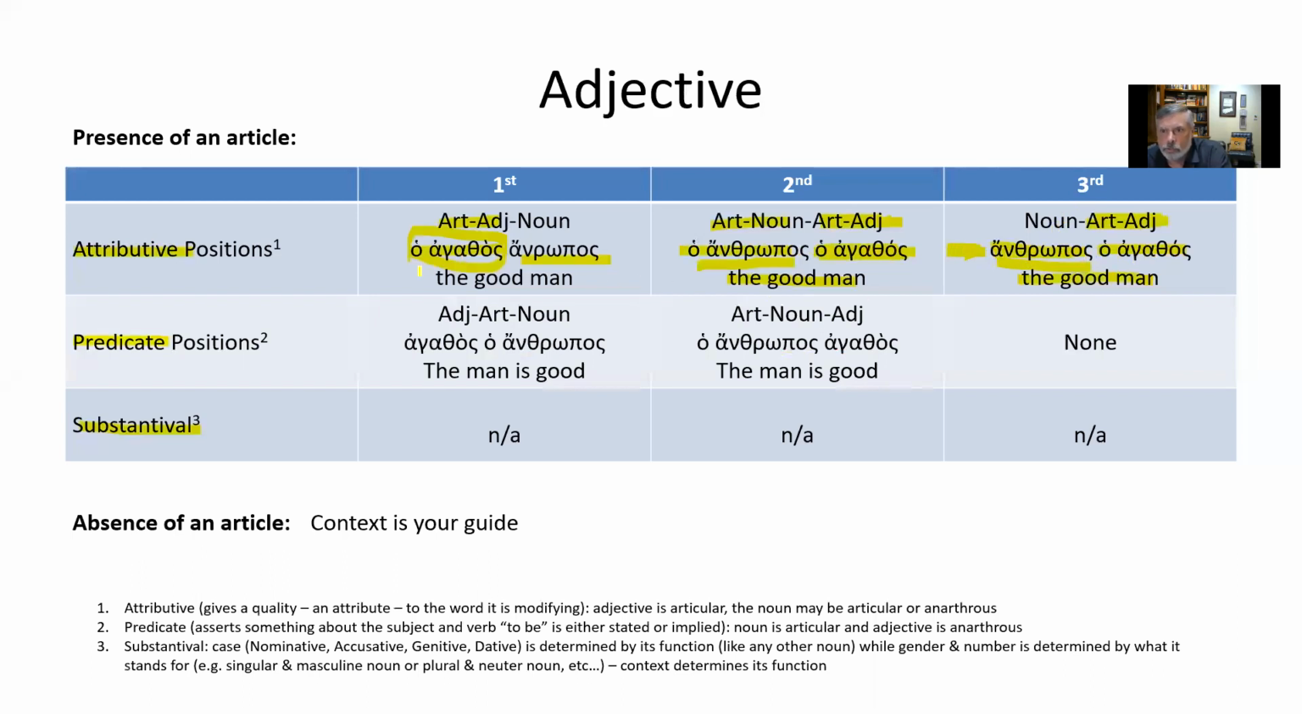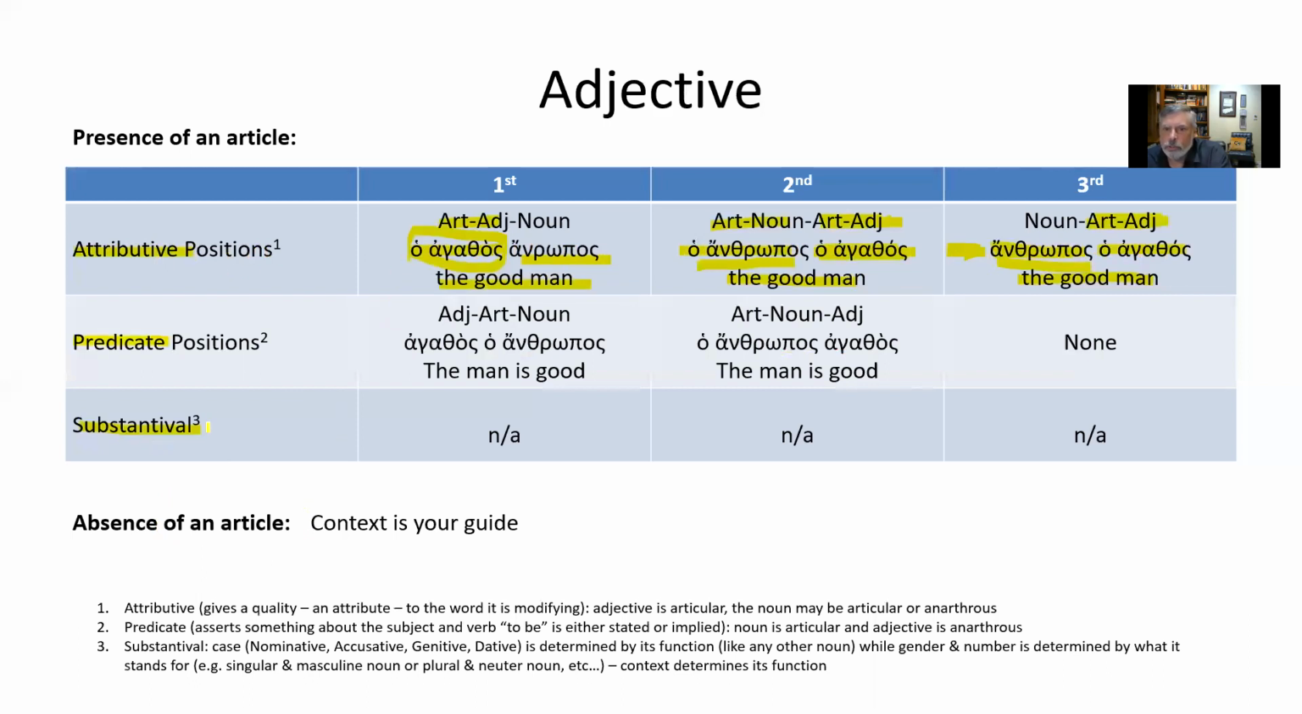How do I know that it's an attributive position? Because number one, there's a noun to modify. Number two, there's an article associated with the adjective. When there's an article present, it's called articular. It has an article with it. So attributive positions, first, second, and third, the meanings are the same. The difference is the position of the adjective with the article. Here it's in the first position. Here it's in the second position. Here it's called the third because the noun it's modifying is before it, but there is no article associated with that noun. So that's the attributive position.